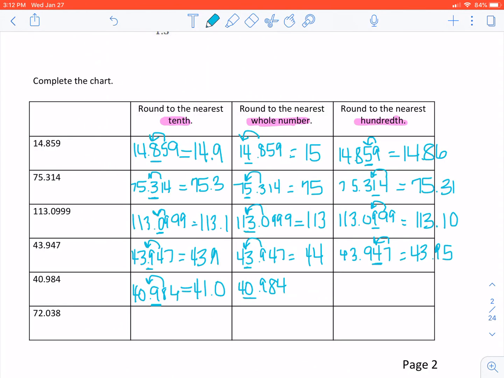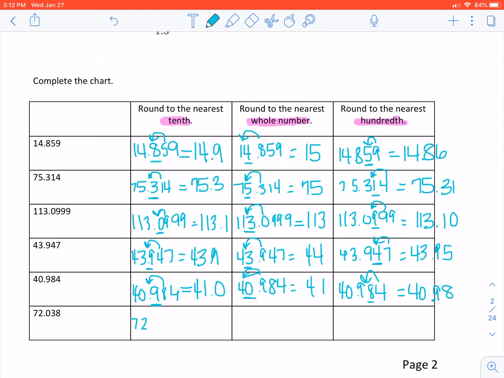Okay, this time the 0 is in the 1's place value. The 9 tells that to go up to 41. And the last one, 8 is in the hundredths place value. The 4 tells you to leave it alone, so 40.98.